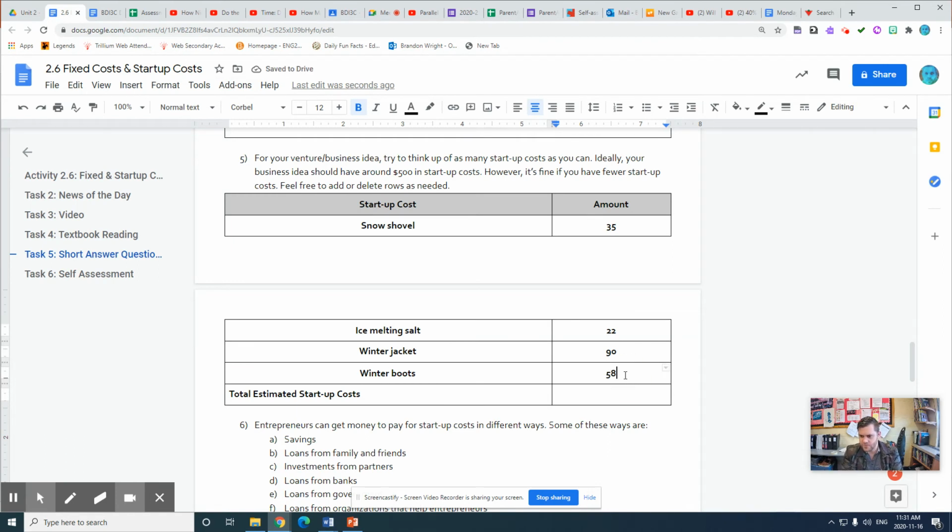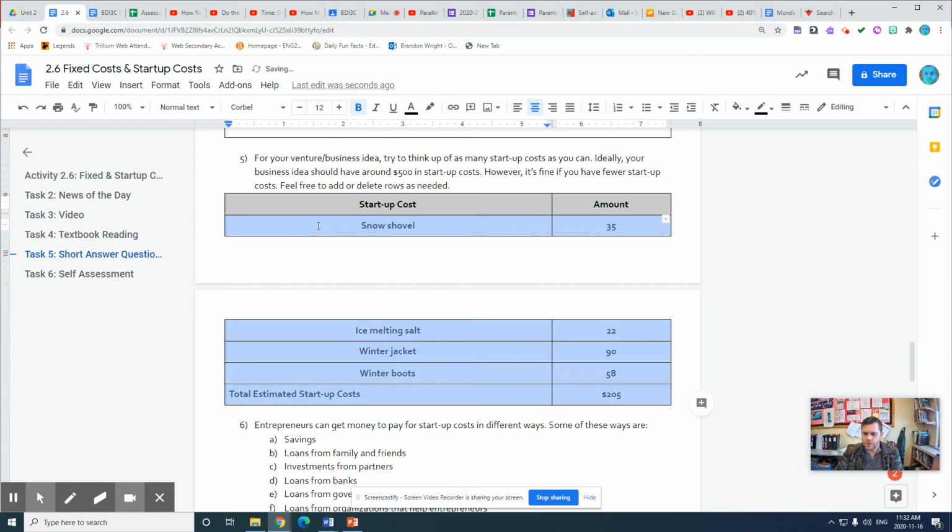I'm not factoring in tax here. But add them all up: 35 plus 22 plus 90 plus 58, $205. Added with tax is $231. I'm not going to put the tax. These are just estimated costs. But I just want to show you that for a simple business idea, your startup costs should be minimal. It's well under $500, which is what I want.